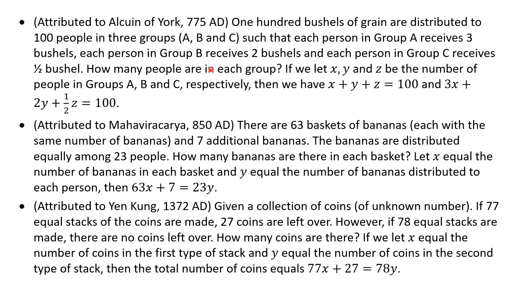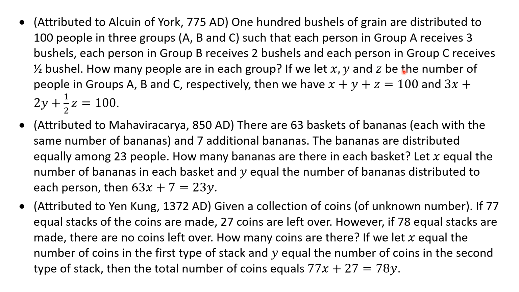I have 3 specific problems here that date pretty far back, although it is after the time of Diophantus. So the first one is attributed to Alcuin of York, 775 AD. Here's the problem. 100 bushels of grain are distributed to 100 people in 3 groups. We'll call them A, B, and C, such that each person in group A receives 3 bushels, each person in group B receives 2 bushels, and each person in group C receives a half a bushel. How many people are in each group?